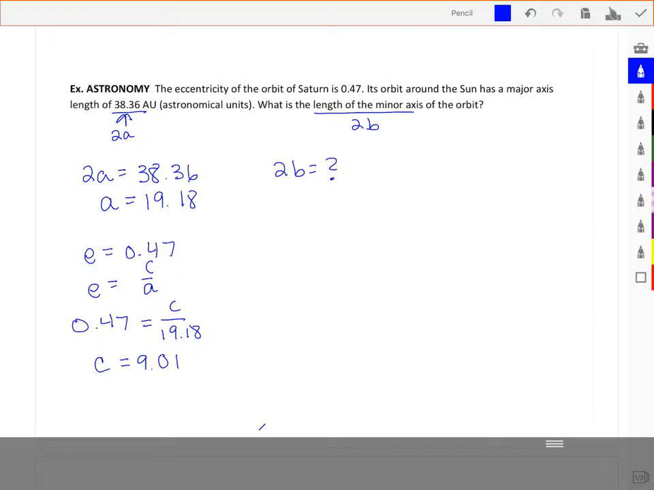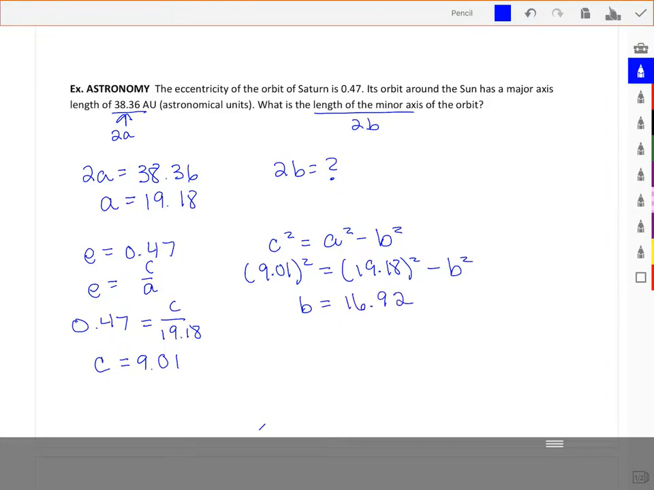Okay, we're still trying to get B. We've got A and C now. So to get B, we use that relationship again. C squared is equal to A squared minus B squared. So 9.01 squared equals 19.18 squared minus B squared. So you'd square each of those in the calculator, you subtract, and finally you would get that B is equal to 16.92.